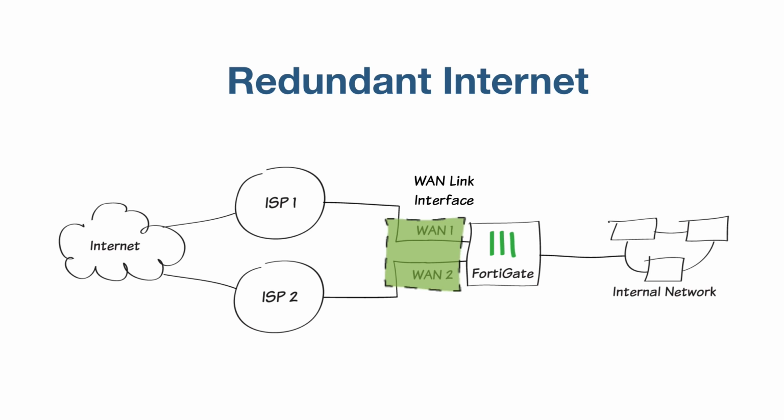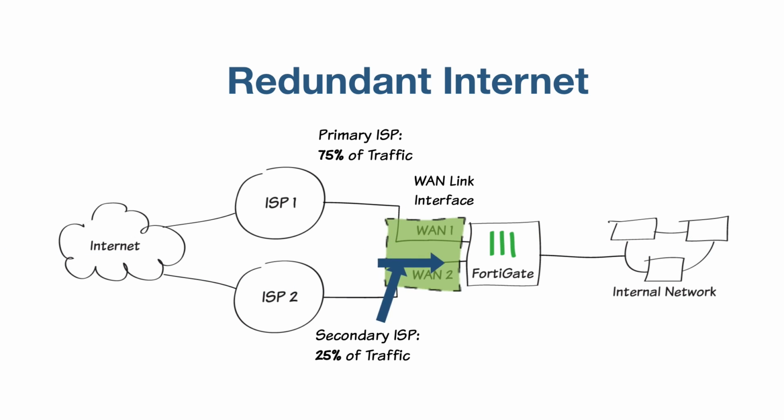While there are a number of load balancing algorithms available, this example includes weighted load balancing so that most of your internet traffic is handled by one ISP. WAN 1 will handle 75% of the traffic and WAN 2 will handle 25%.